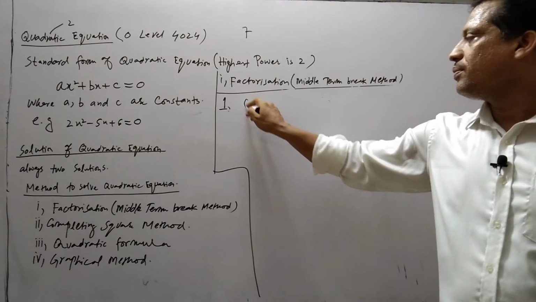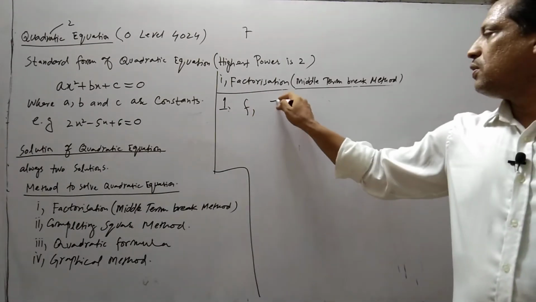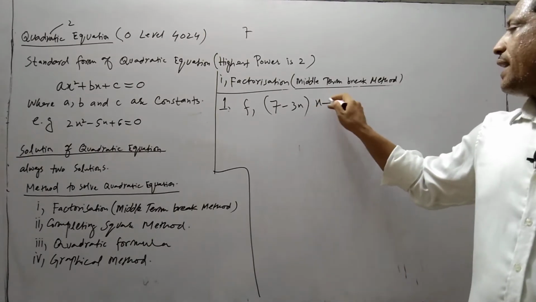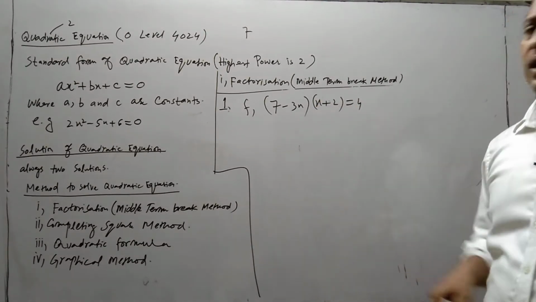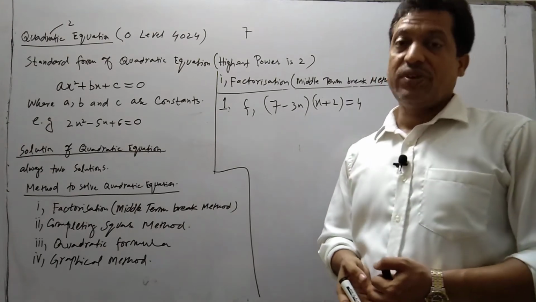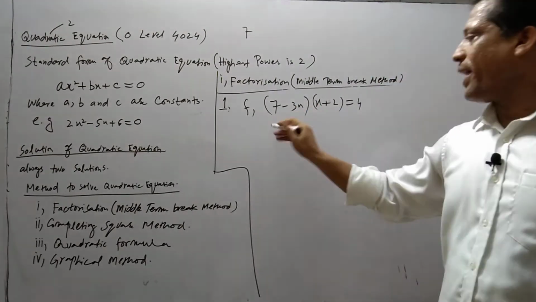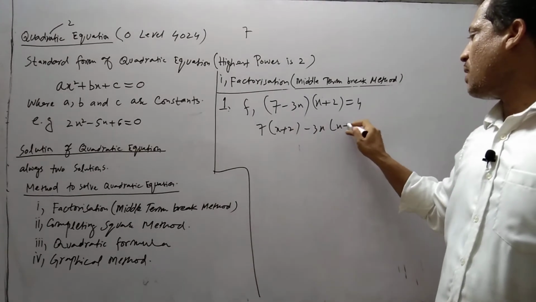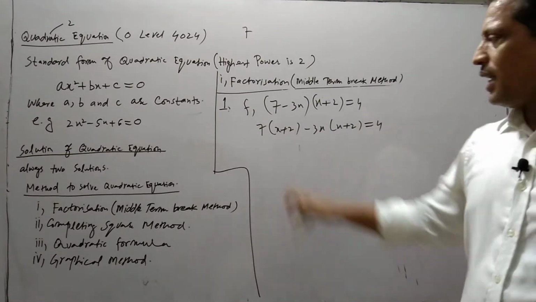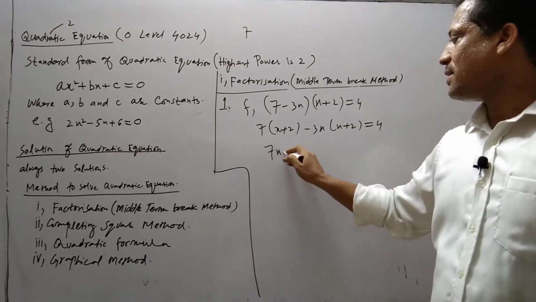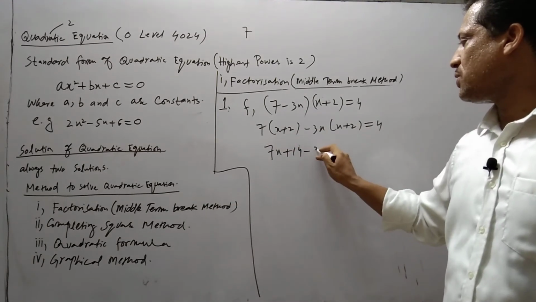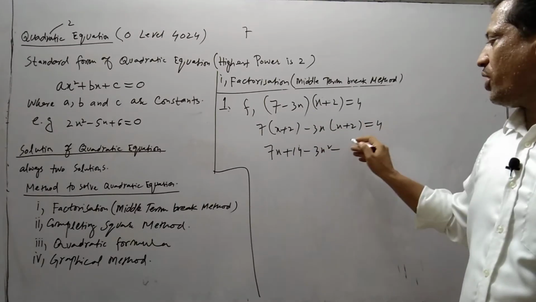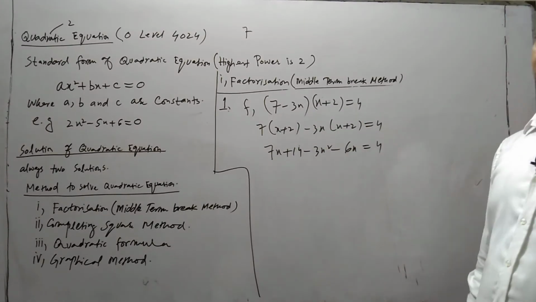One more part. F is 7 minus 3x times x plus 2 is equal to 4. This is not in standard form, so first we have to multiply these two brackets. 7 multiplied by x plus 2, minus 3x multiplied by x plus 2, is equal to 4. 7 into x is 7x, 7 2s are 14. 3x into x is 3x square, minus 3 2s are 6, is equal to 4.